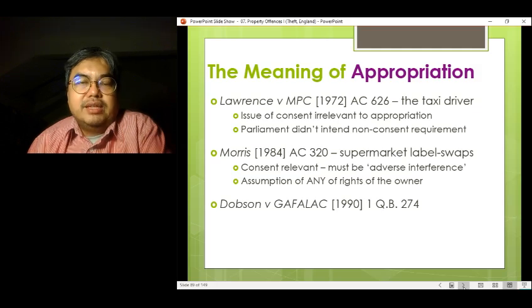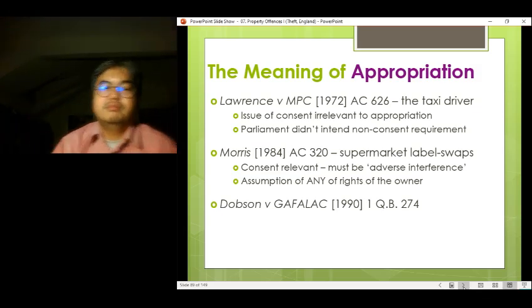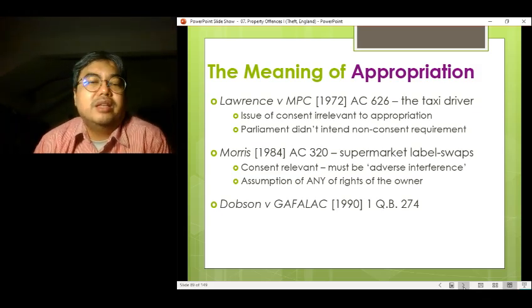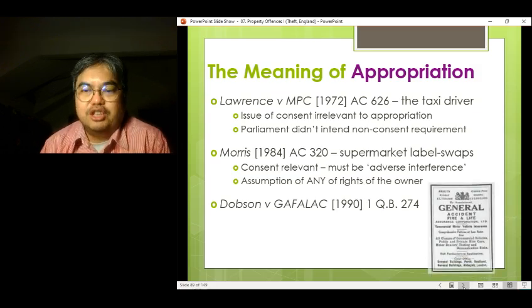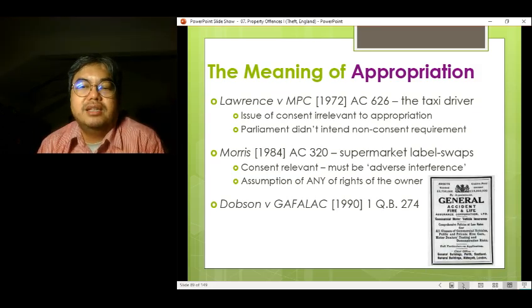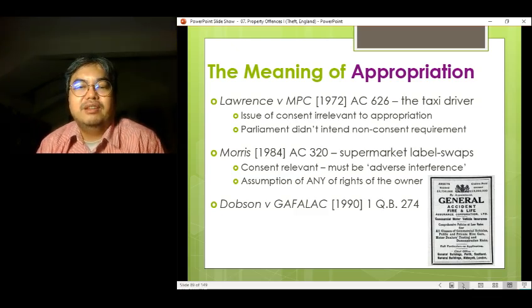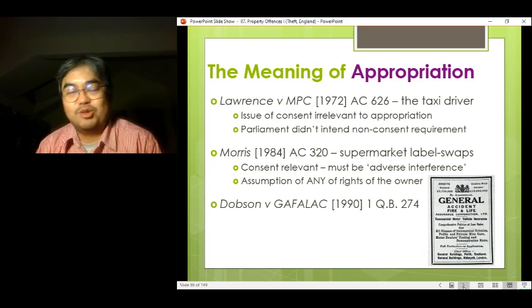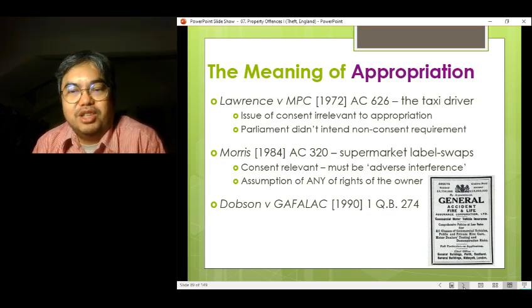So that was the first case in 1972, then 10 years later, 1984, and then moving on to the next decade, 1990, Dobson and GAFLAC, right? GAFLAC is an insurance company, General Accident, Fire and Life Assurance Corporation, right? Okay, it's quite a mouthful. So yeah, GAFLAC. Now this was a Court of Appeal decision, right?